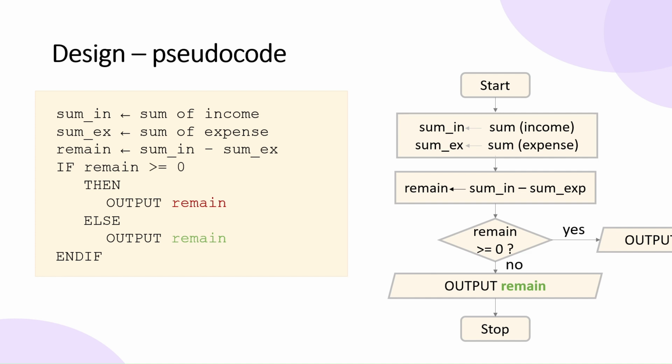And if the value of remain variable is larger than or equal to 0, then you output the remaining money in red words. Else, you output the remaining money in green words. And you end this if condition. And this is called pseudocode. So when you write down your solution a bit like code, but actually most people can understand it, it is called pseudocode.